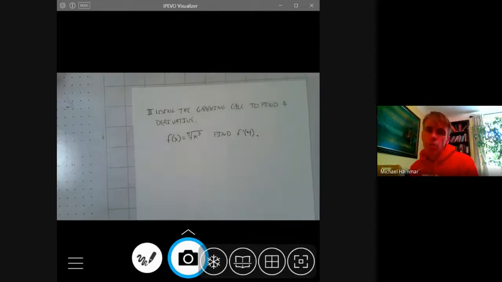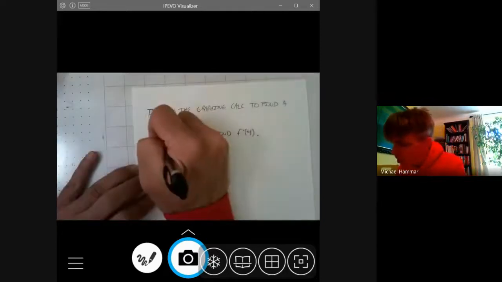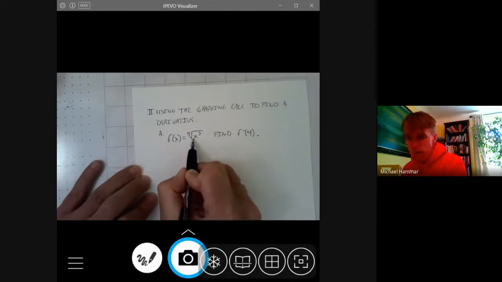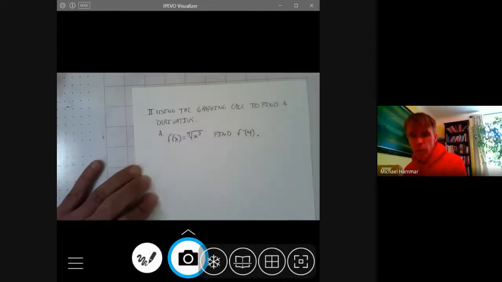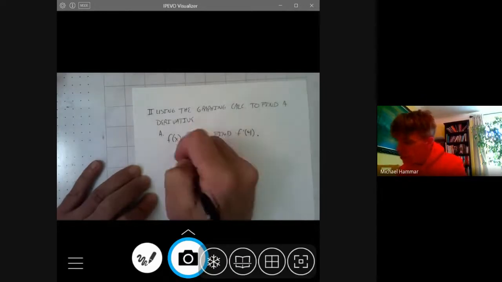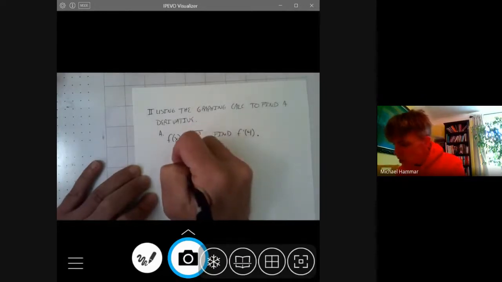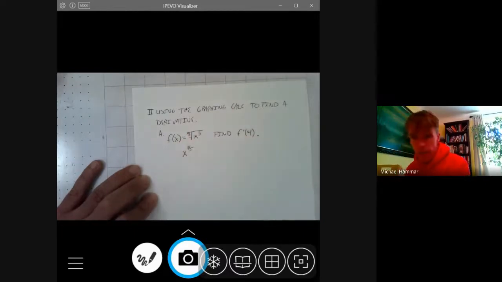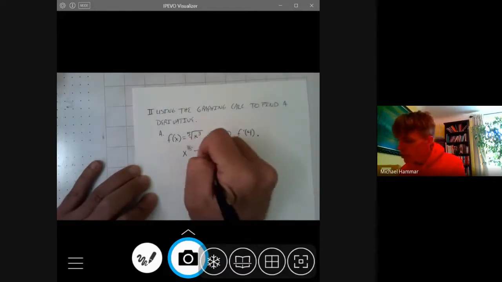So first of all, let's do it without a calculator. So let's start with that. So let's go without, and just review this rule. So the first thing is if we're going to use the power rule, we can't use it here because it's not in power form. So we need to change it to x to the 3/5. Okay. Now let's use the power rule to find the derivative.